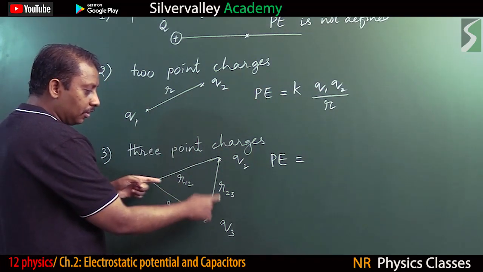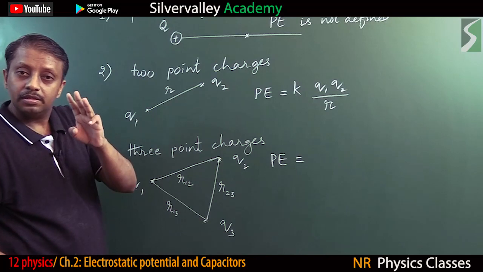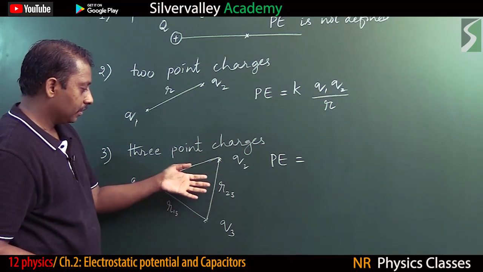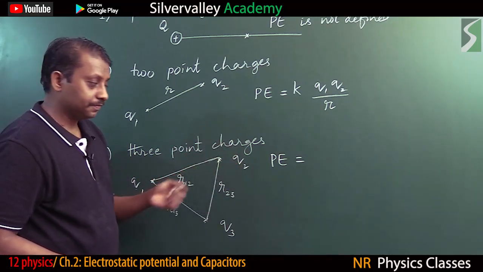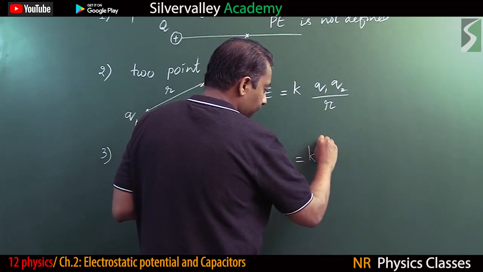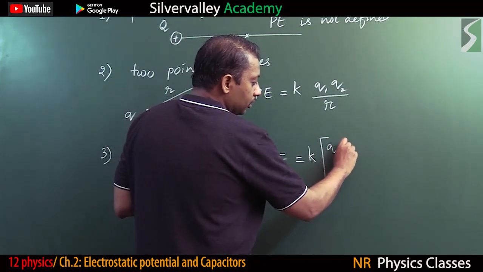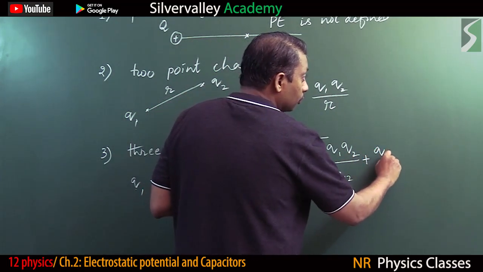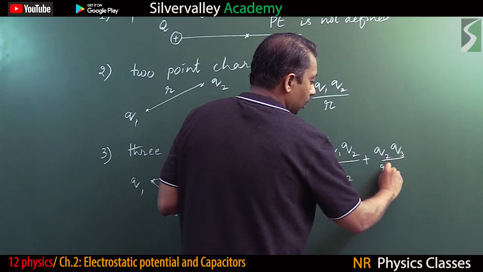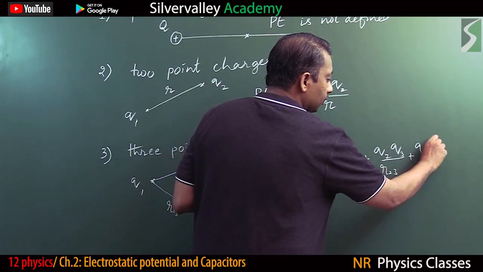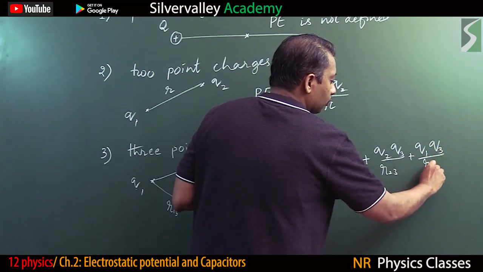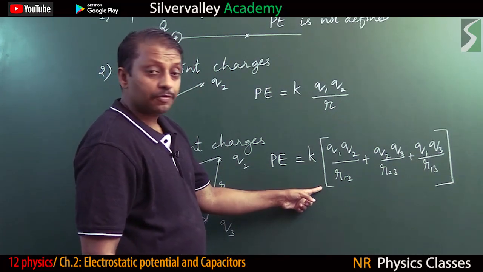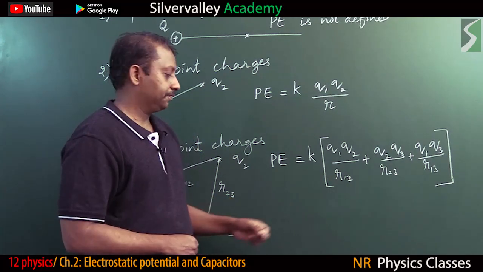Potential energy due to these two, potential energy due to these two. There are three pairs, and potential energy is a scalar quantity. Therefore simply add. When you add, take the common factor; the constant is the common factor. The remaining terms are Q1 Q2 by R12, plus Q2 Q3 by R23, plus Q1 Q3 by R13. So this is the expression for the potential energy of three point charges.